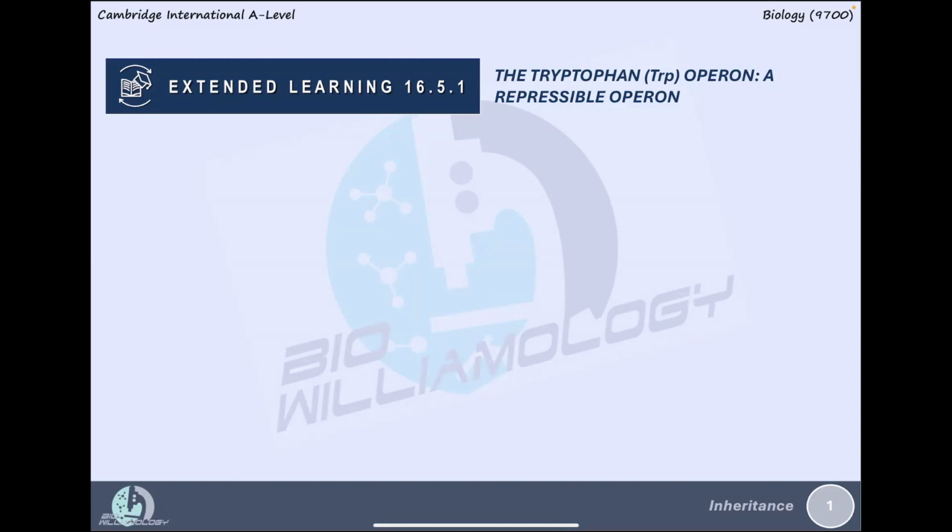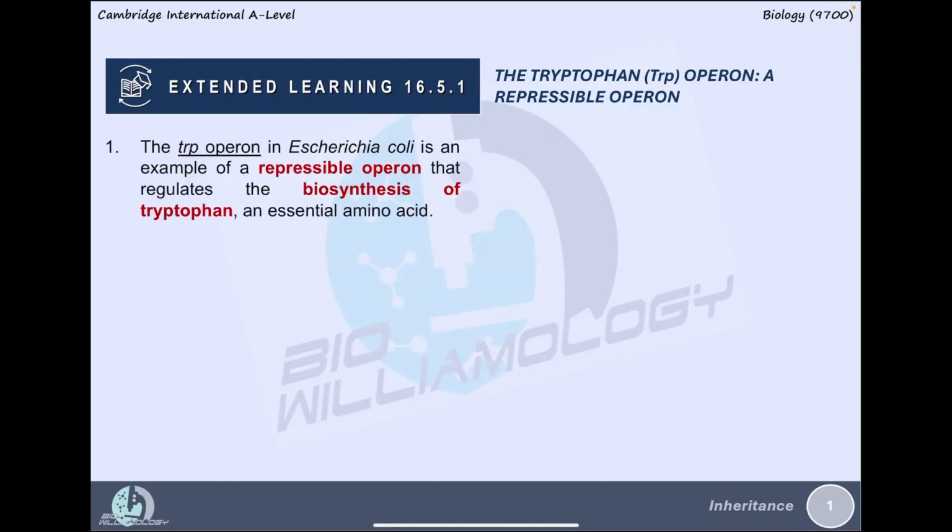In this lesson, we will explore the tryptophan operon, which is a repressible operon. Let's get started. The tryptophan operon in E. coli is an example of a repressible operon that regulates the biosynthesis of tryptophan. And tryptophan is an essential amino acid for bacteria to grow.